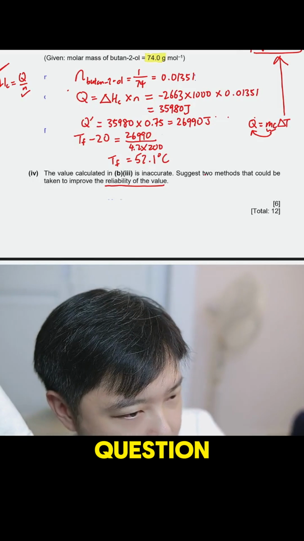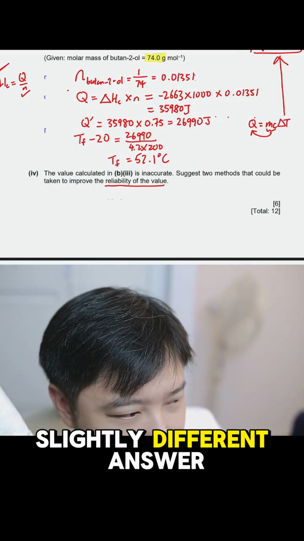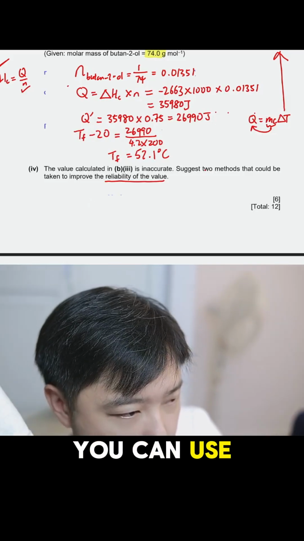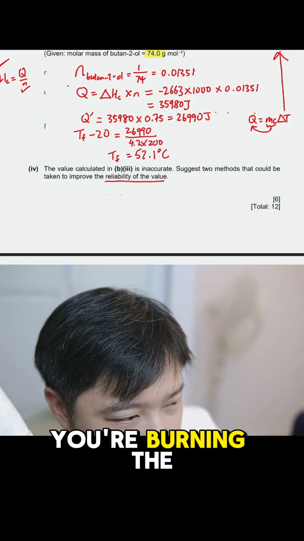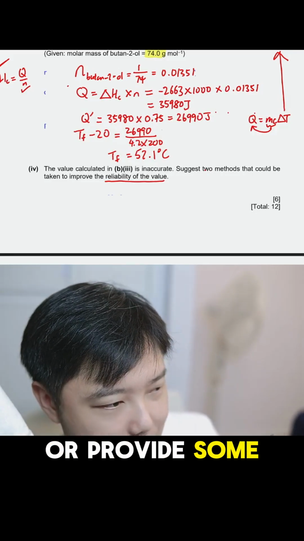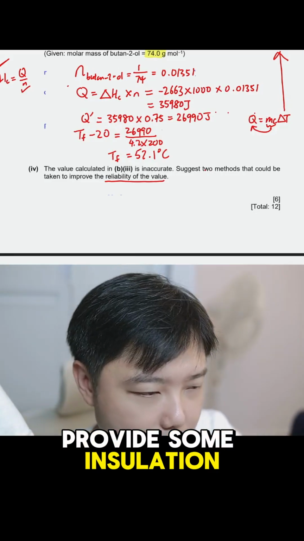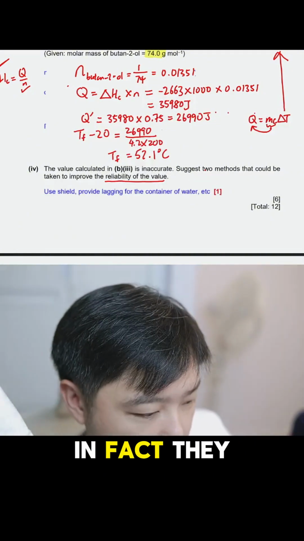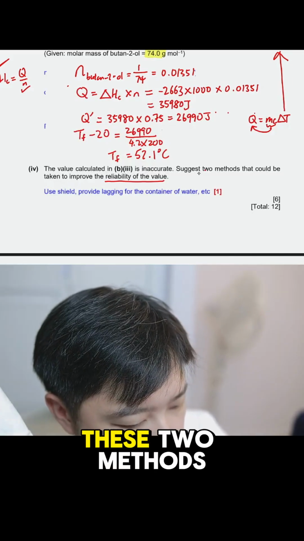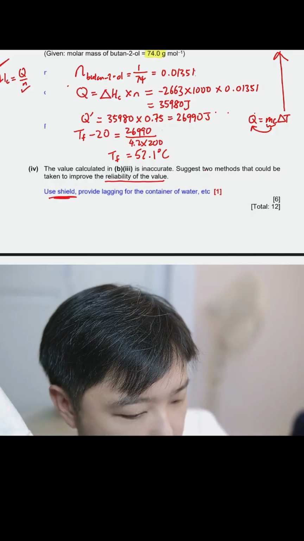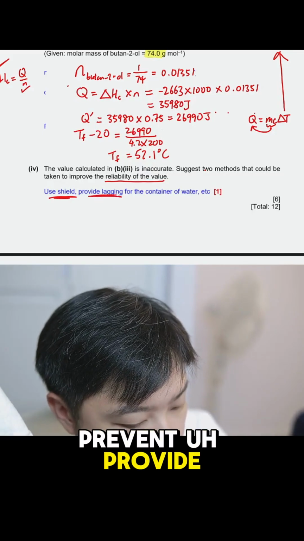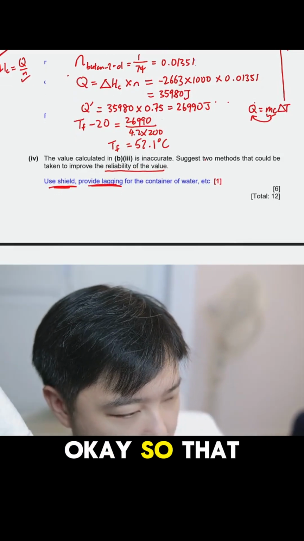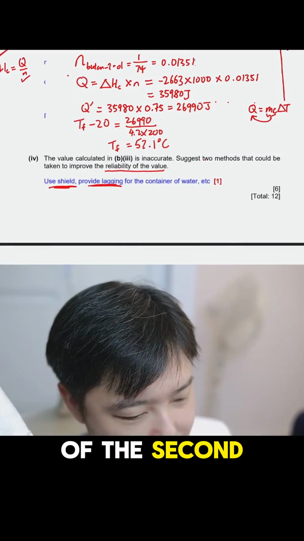This is a suggest question. I think every school will have slightly different answers. The answer that I can suggest is you can use a shield when you're burning the butan-2-ol, or provide some lagging, which means providing some insulation. In fact, they asked for two, so you can give these two methods: use a shield and provide lagging. That marks the end of the second structured question.